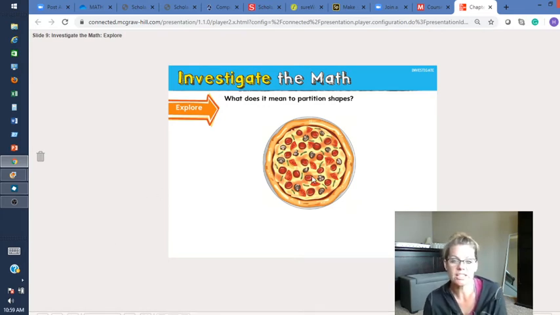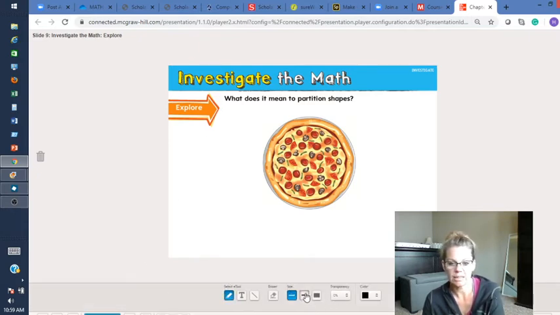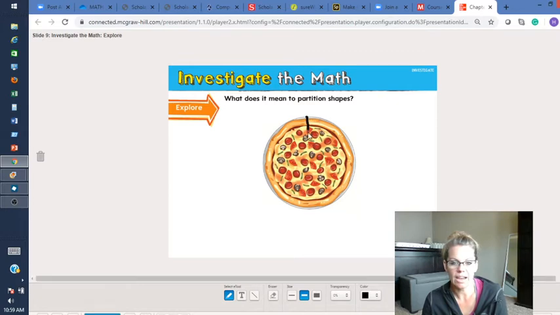So if you were going to partition the shape into 2 equal pieces, what would that look like? We're going to partition this. Let's make it a little bit thicker. And that means we just divide it right down the middle. That means that we partitioned that shape into 2 equal pieces. And what would those fractions be? This would be what? 1/2 and 1/2.